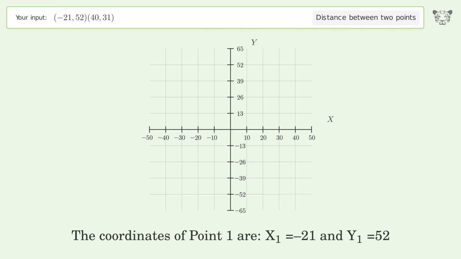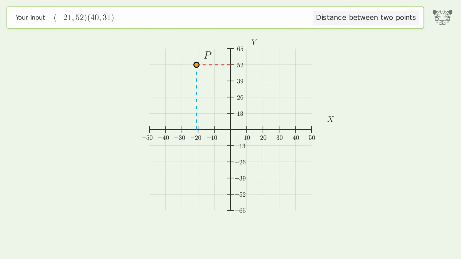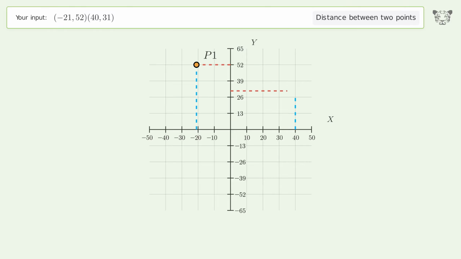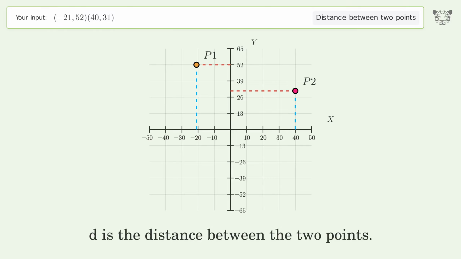The coordinates of point 1 are x1 equals -21 and y1 equals 52. The coordinates of point 2 are x2 equals 40 and y2 equals 31. D is the distance between the 2 points.